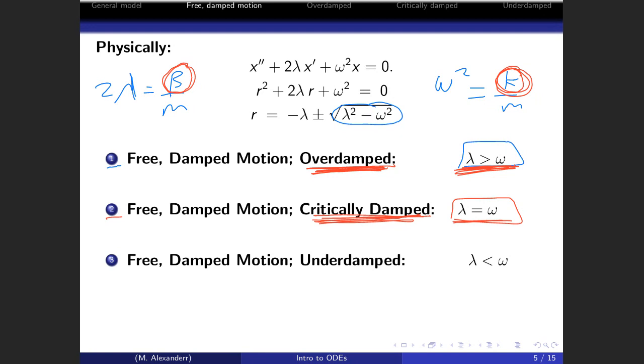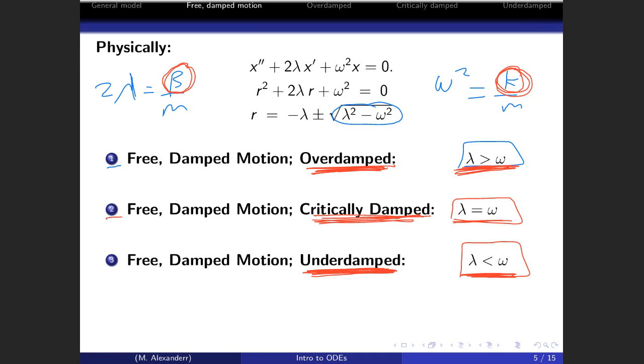Now the last case is the underdamped. This is where your car really needs some work, and that is the case where the damping coefficient is much less than the spring constant. So that's roughly what this means physically. All right, so I gave a little bit of physical meaning to this problem. Before that, we were dealing with the mathematical situation.